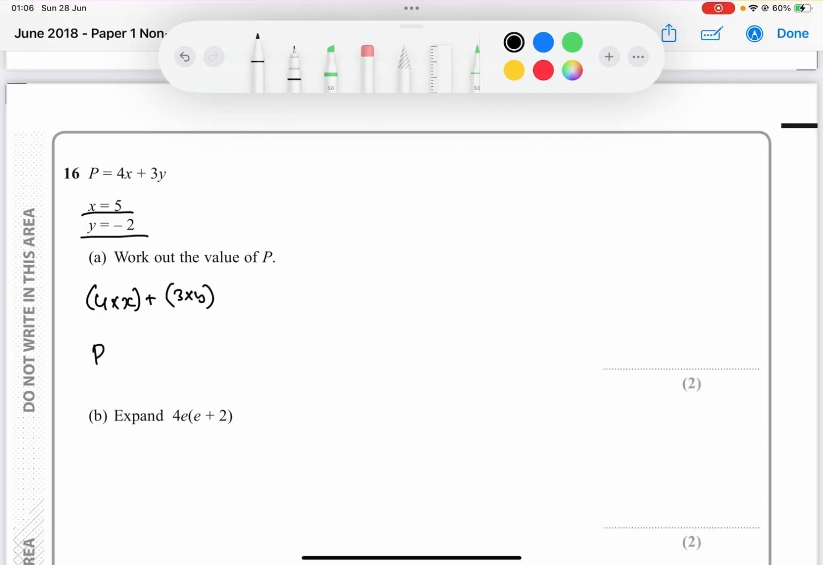So P equals 4, x is 5, plus 3, y is minus 2. Now these brackets, they just mean that they're multiplying. So this basically just means 4 times 5 plus 3 times minus 2, okay? So 4 times 5 is 20. And 3 times minus 2 is minus 6. So you got 20 minus 6, which is 14. And there we go. Your answer is 14.